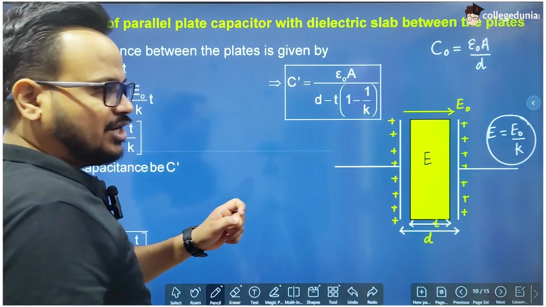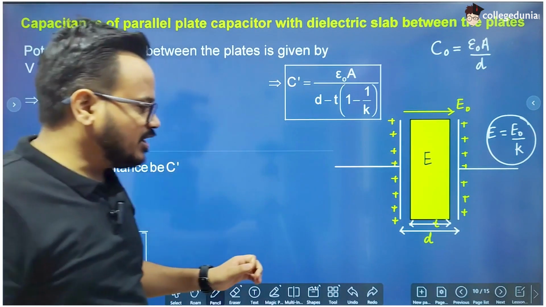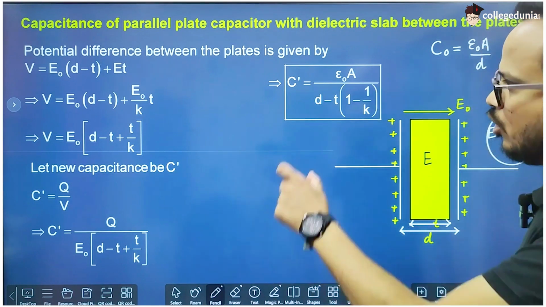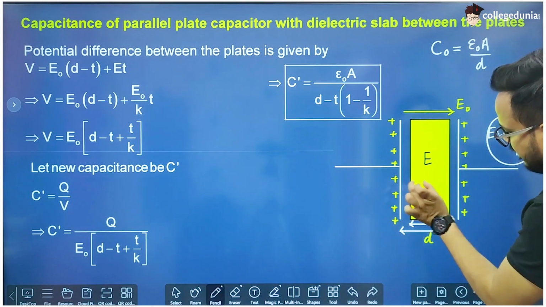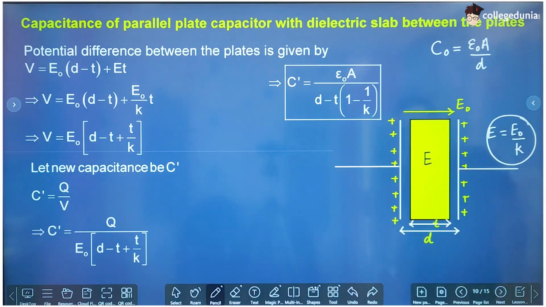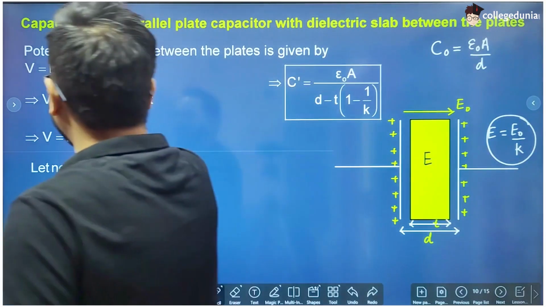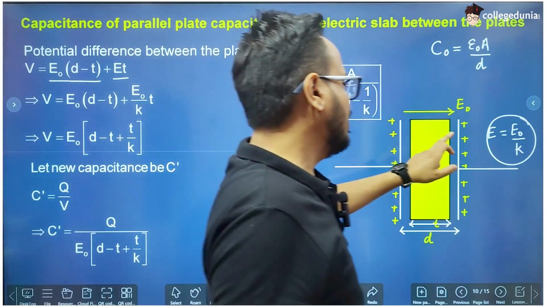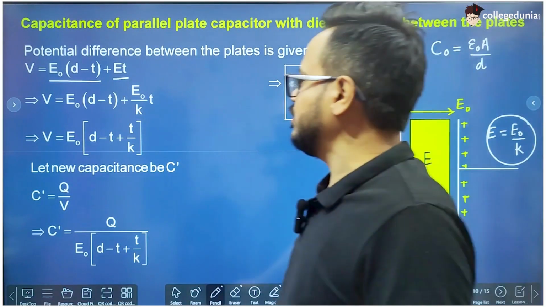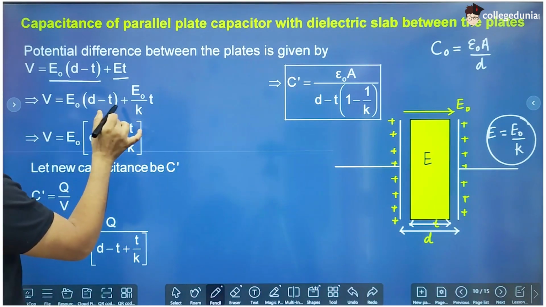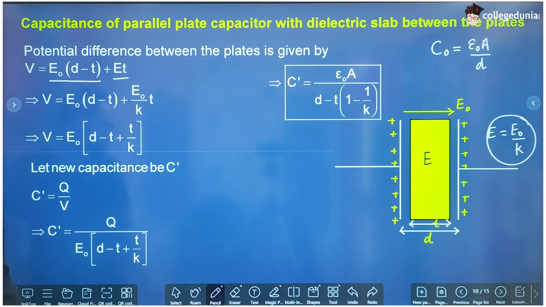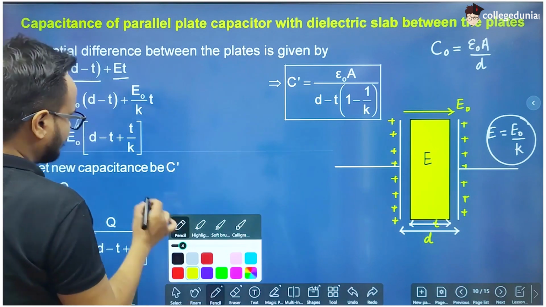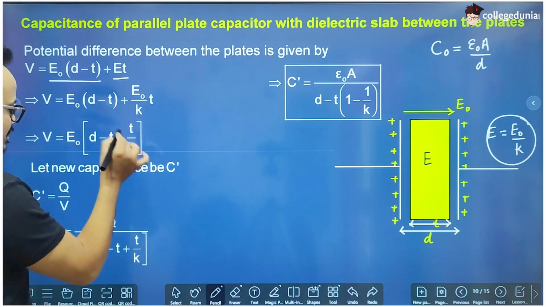So since V is E into D, right, V is E into D, so if we take total potential difference from this plate to this plate, then that potential difference is E naught into D minus T, because for D minus T part, electric field is E naught, and for T part electric field is E. So V is E naught into D minus T plus E into T. And if in place of E we put E naught by K, so V is E naught into D minus T plus E naught by K into T. Now let us take E naught as common. So E naught into D minus T plus T by K.